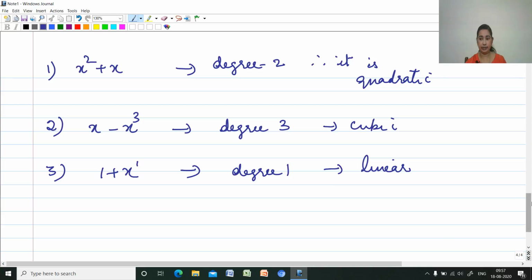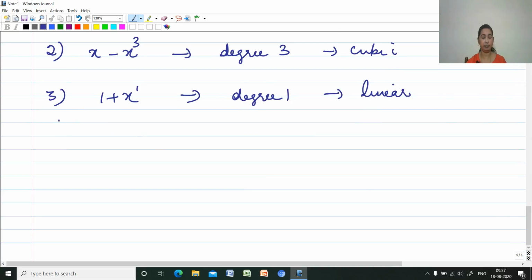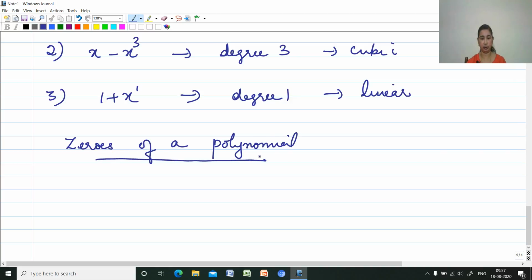Okay. Then the next portion coming in polynomials is zeros of a polynomial. What do you mean by zeros of a polynomial? Zeros of a polynomial means the root of that polynomial equation. Suppose I write the equation here, let it be x plus 1 equal to 0. So x plus 1 is a polynomial; for which value of x does that equation become 0? That is called the zero of a polynomial.